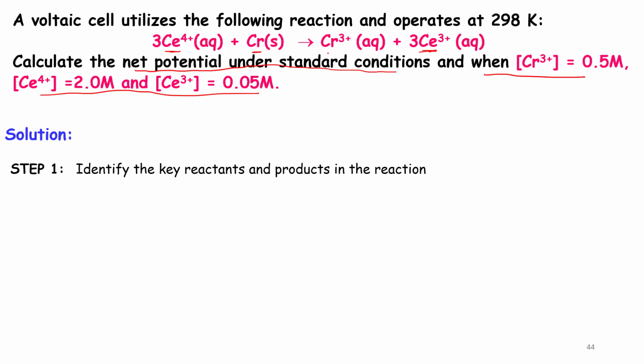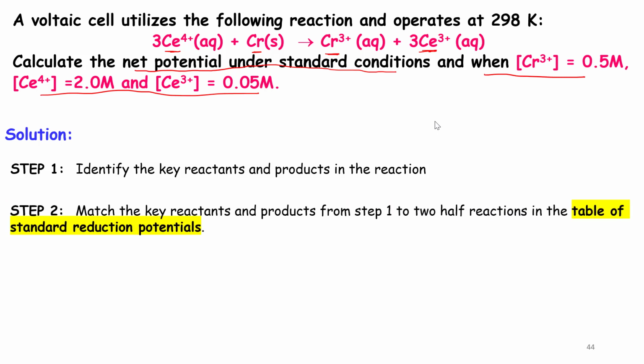So we have chromium solid, and on this side we have chromium 3 plus. We have an idea that this chromium 3 plus on the product side should have come from the chromium on the reactant side. So that means the chromium and the chromium 3 plus are related, Ce4+ and Ce3+ are related. And the question is, how do we match them, right? So first, let's just identify them and make a mental note of it. The second thing we're going to do is try to match these pairs to things that we see in the table of standard reduction potentials.